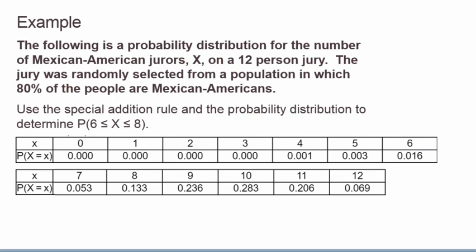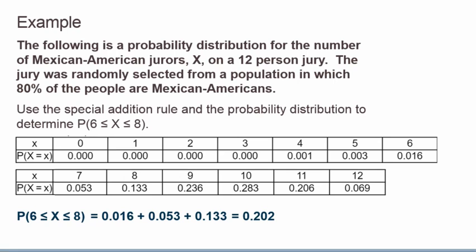Using our same probability distribution, this example used the special addition rule and the probability distribution to determine the probability that 6 is less than or equal to x less than or equal to 8. So to find this probability, we want the probabilities for 6, 7, and 8. So adding those three probabilities, 0.016 plus 0.053 plus 0.133, we end up with a total of 0.202.